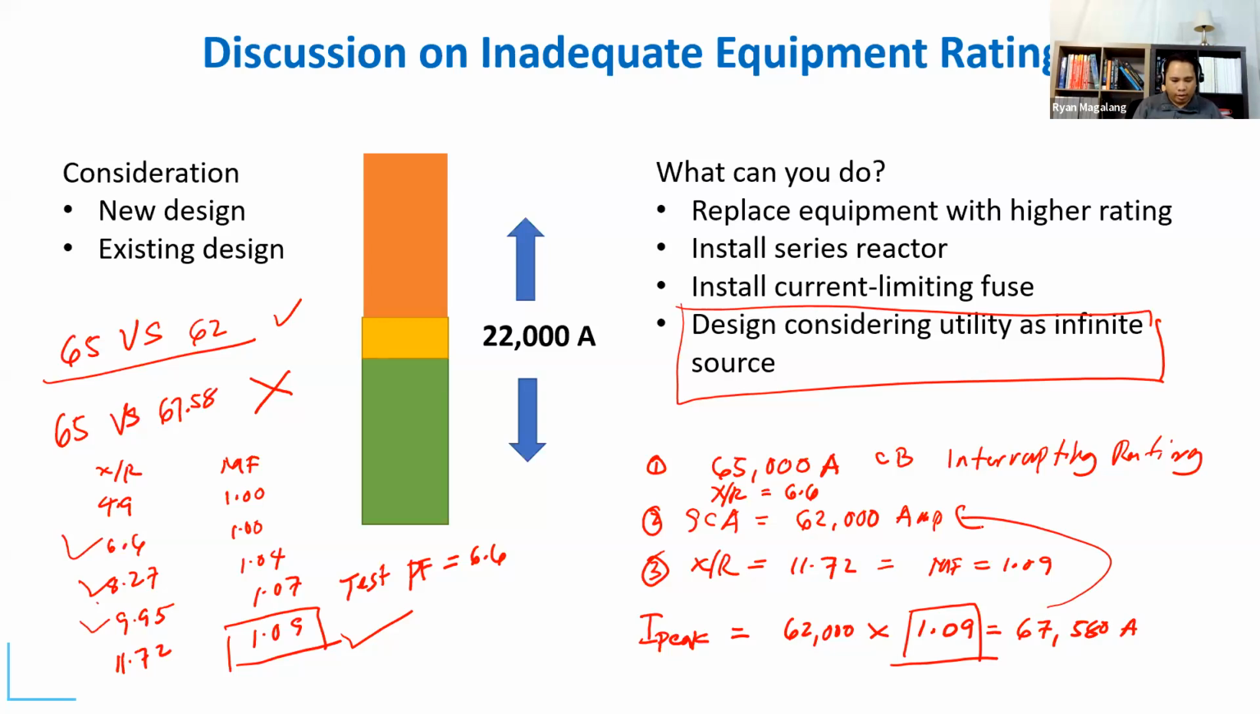So now imagine if this fault has occurred in the terminal of a generator. Typically, in the terminals of a generator, the XR ratio is 40 and above. So imagine that 40. This is only 11.72. And your multiplying factor is 1.09. So imagine a 40 XR ratio. So you could already get the picture, right?